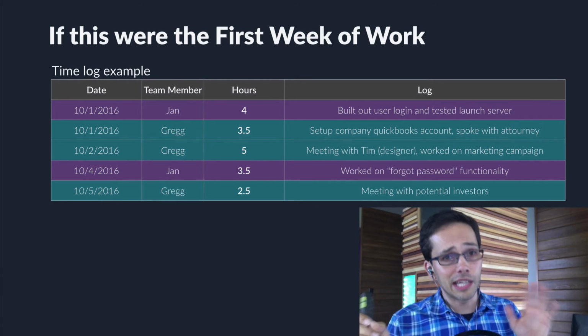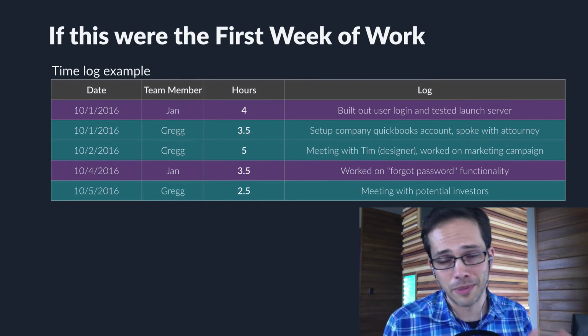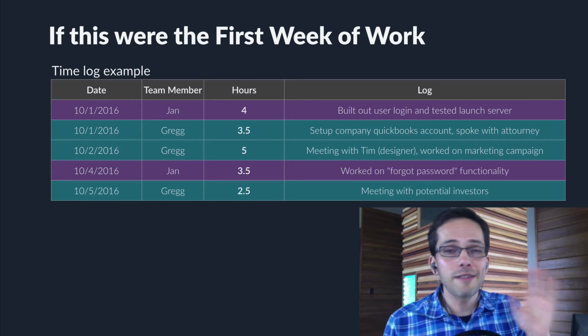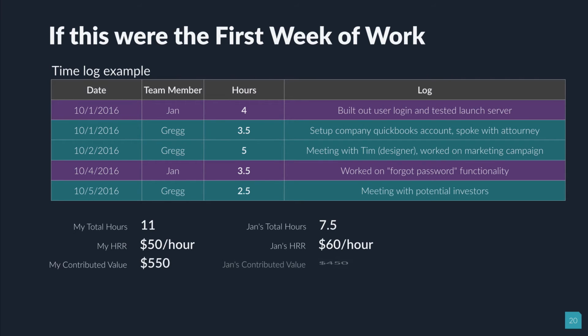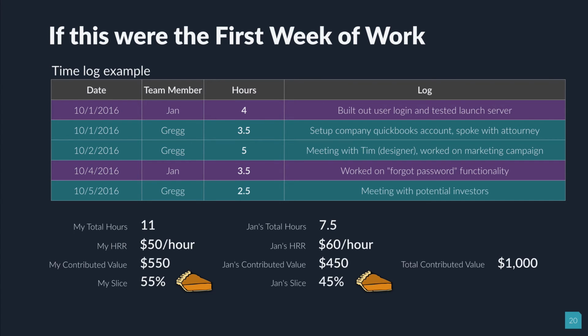Now, normally we wouldn't calculate our slice of the pie on a weekly basis. That's a bit overkill, but we have some numbers here, so let's do it just for fun. So my total hours are 11, Jan's total hours are 7.5, my hourly rate is 50, hers is 60. So if we do 11 times 50, it's 550, and hers is 450. We calculate that down. Total contributed value is 1,000. So my slice of the pie after 1 week is 55%. Hers is 45%, which of course, it's just the first week, so it's not a lot to measure.